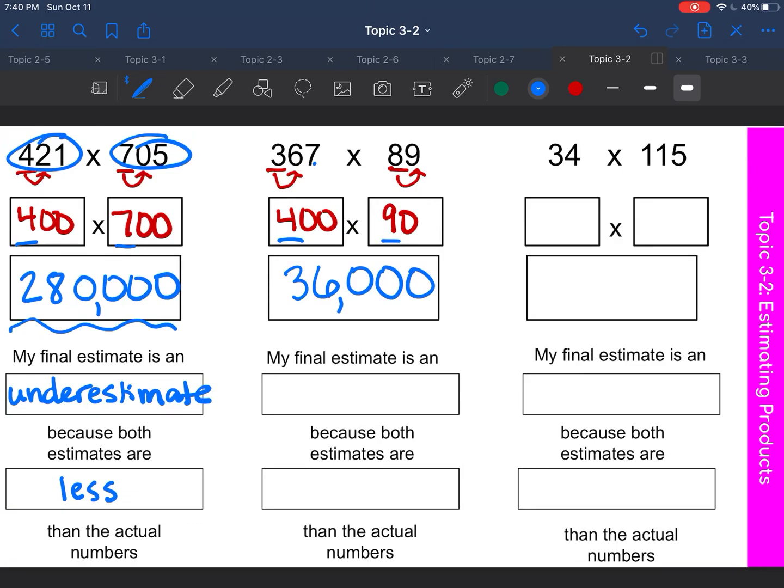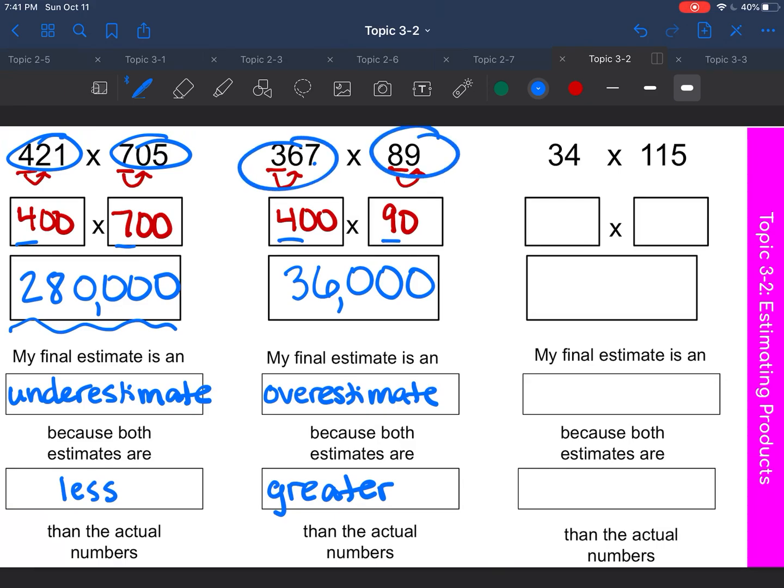Now, this time, did we round both of our factors up or did we round both of our factors down? Well, we rounded both of them up. So my final estimate isn't an under anymore, it's an overestimate. All right, it's an overestimate because both estimates are greater than the actual numbers. All right, so if both estimates are greater than the actual numbers, it's an overestimate.